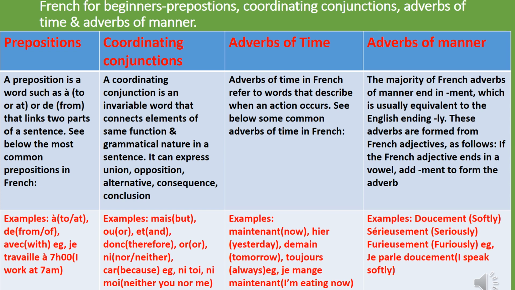For beginners, you are not going to deal with past tense, but you can even say je mange maintenant. I am eating now. Je mange maintenant. That one you can deal with. Je is the first person singular. Remember personal pronouns. Je, first person singular.